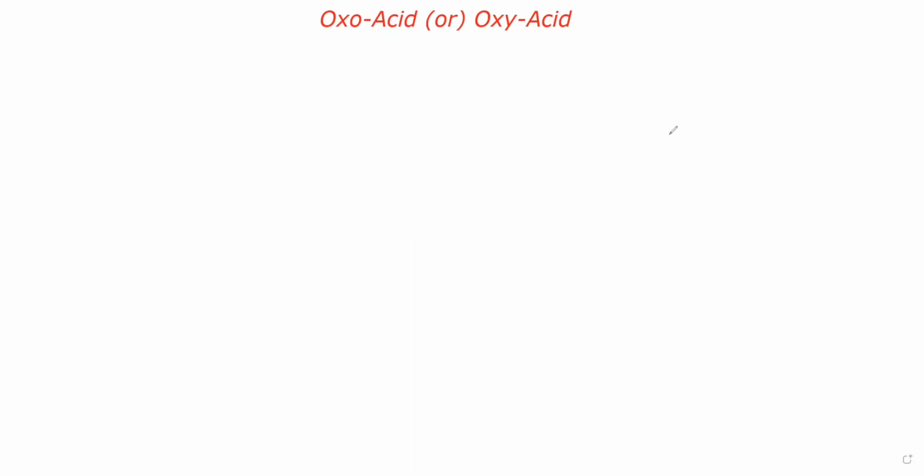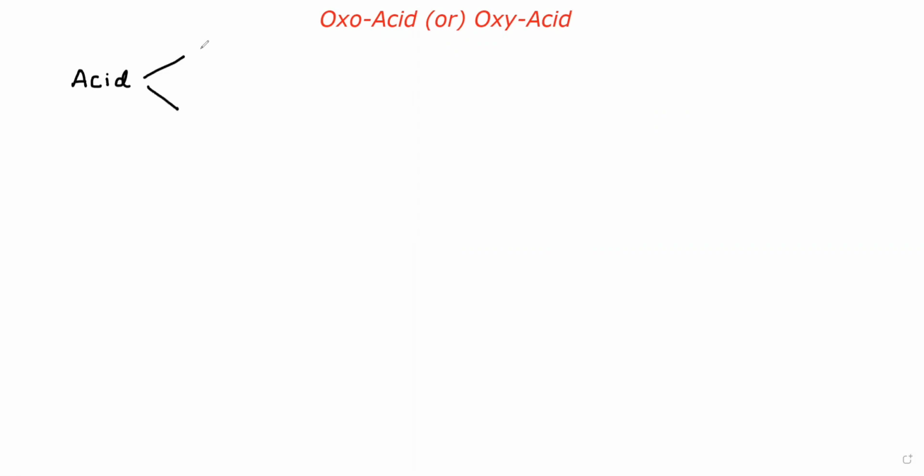Today we are going to discuss the main group, lecture 4. In lecture 4, we are going to discuss the oxy acid, or we also call oxo acid. Now generally, first I'm going to discuss what is acid, and what are the two classifications of acid. Please note, acids are classified into two types.